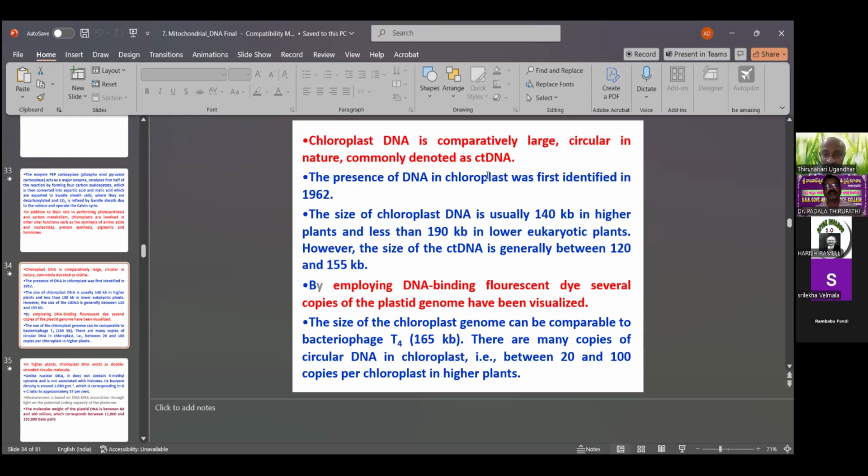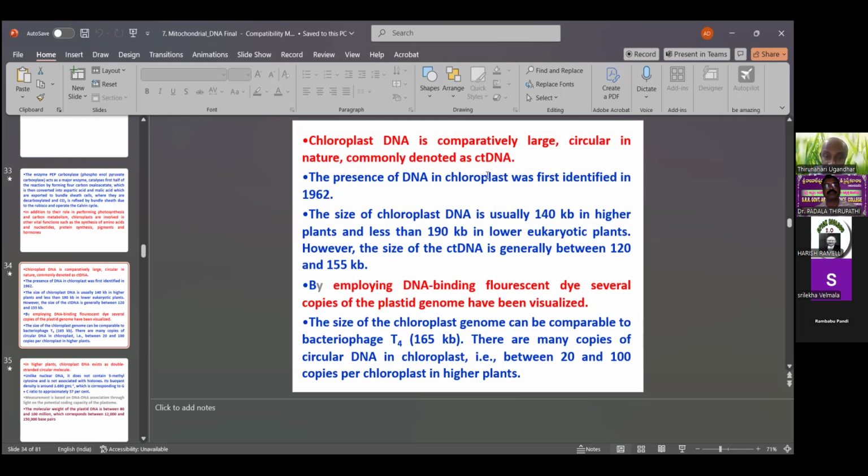However, the size of the ctDNA is generally between 120 and 155 kilobases, not more than 155 kilobases, like a mitochondria. So the cpDNA size is a minimum between 120 and 155 kilobases for the cpDNA or ctDNA present in the higher plants.